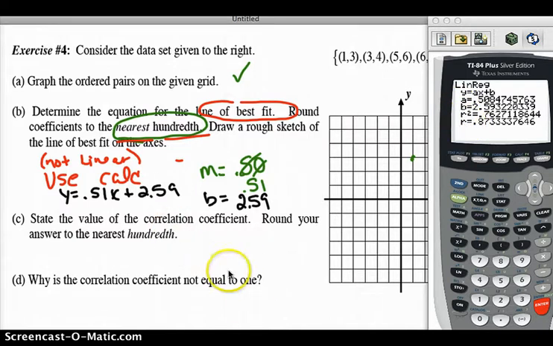Okay, so if you look over here, the correlation coefficient, that's the R value, not R squared. So we need to write that, what does it say, to the nearest hundredth? So it's going to be 0.87. The 3 tells the 7 to stay the same. So R equals 0.87.